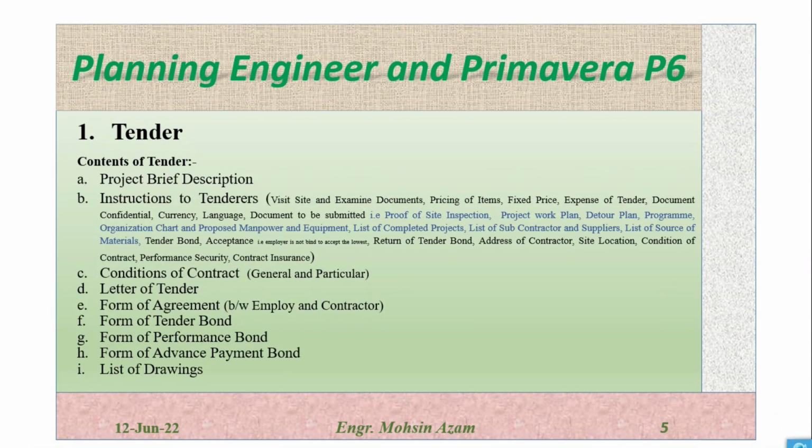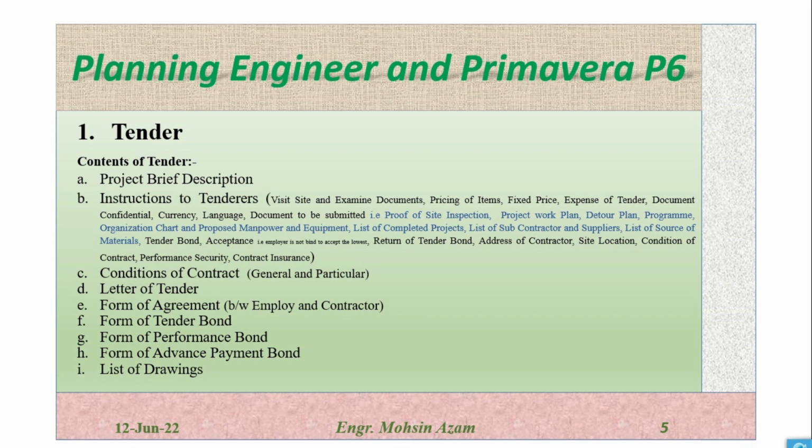Content of tender. The project brief description. First of all, in the tender there will be a brief description of the project, then instructions to the tenderers. Then in the second part there will be some instructions to the tenderers, like visit site and examine documents. The parties which are going to participate in the bid or the tender have to visit the site.